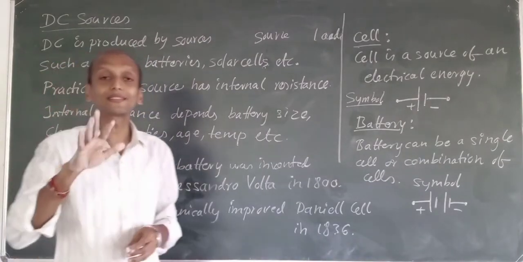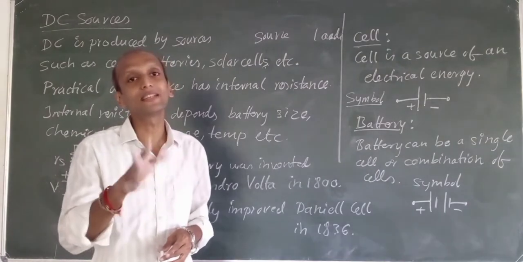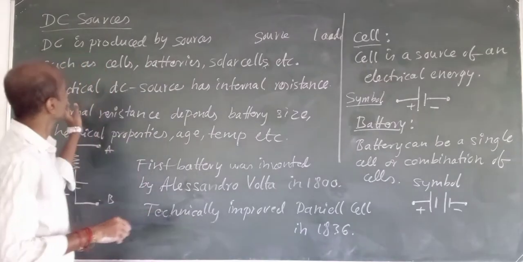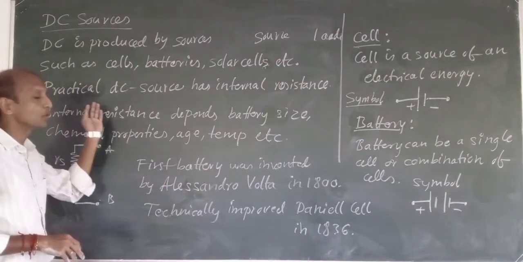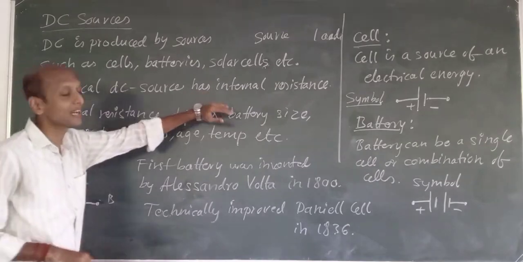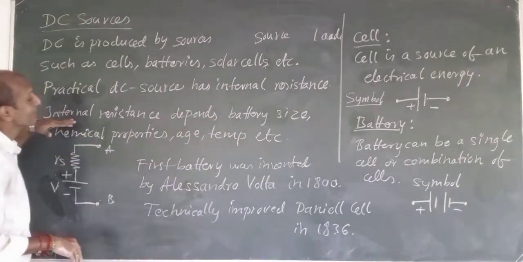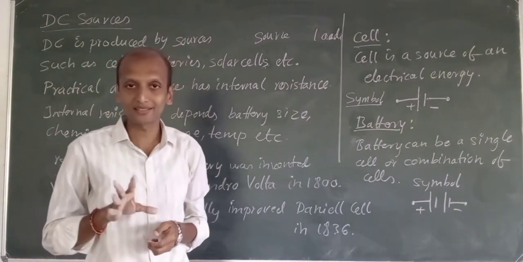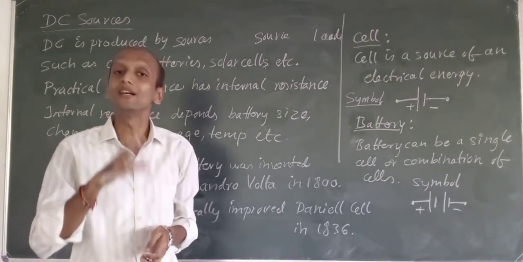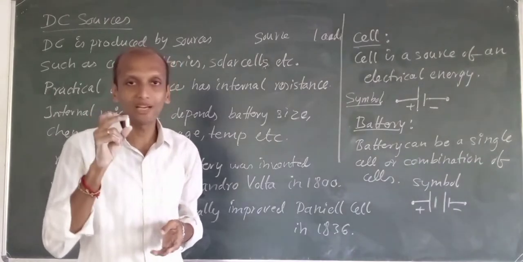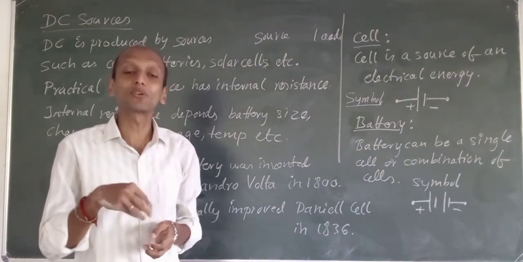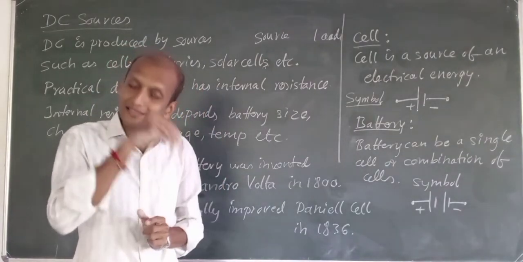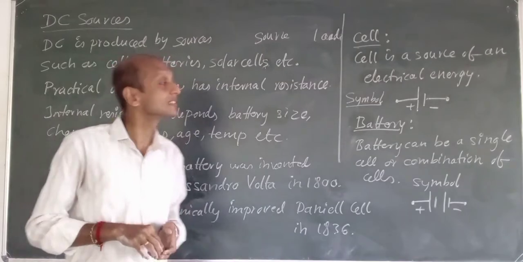Ideally, theoretically, we can say there is no resistance for something. But practically it doesn't happen so. Practical DC sources will have certain internal resistance. Internal resistance will be there because a cell has certain resistance, and that is called internal resistance, because that resistance is that cell's resistance only.